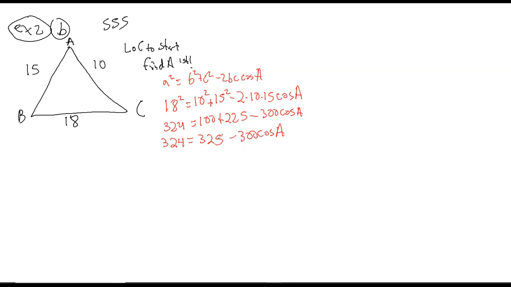We cannot do the 325 minus the 300. A lot of people make that mistake. You have to be careful because these are not like terms. This has that cosine. So we have to move the 325 by subtraction. Which is going to give us -1 equals -300 cosine of angle A. And then we're going to need to divide both sides by the -300.